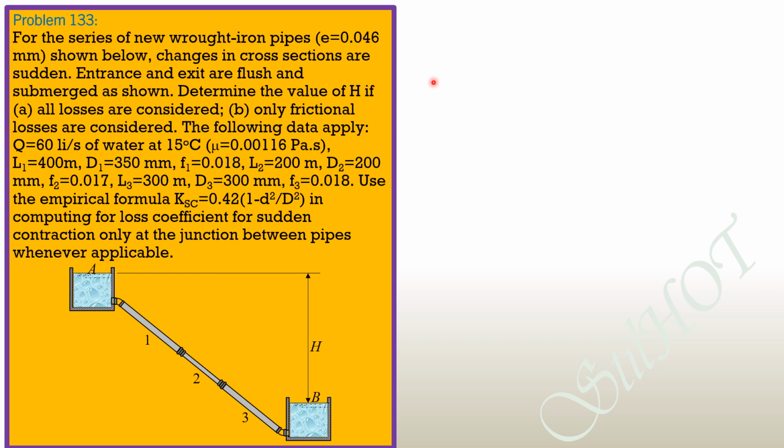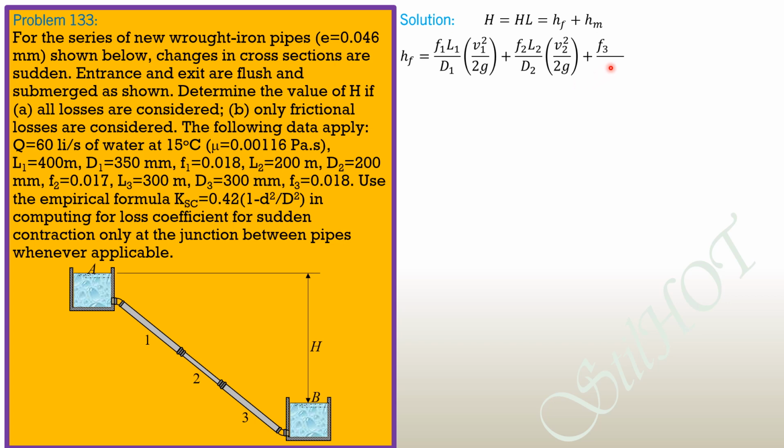So the total head loss is equal to this difference in elevation, big H, and that is equal to HF plus HM, where HF is the sum of frictional losses due to pipe friction, and HM is the sum of the minor losses. So HF by the Darcy-Weisbach formula is f1 L1 over diameter 1 times velocity head in pipe 1, plus f2 length of pipe 2 over diameter of pipe 2 times velocity head of pipe 2, plus f3 length of pipe 3 over diameter of pipe 3 times velocity head of pipe 3.